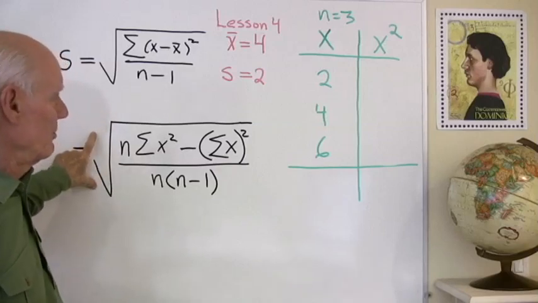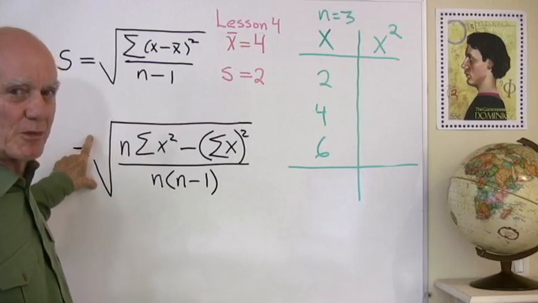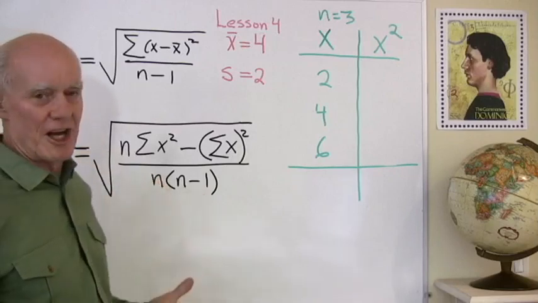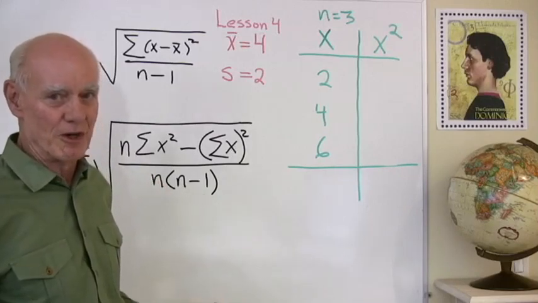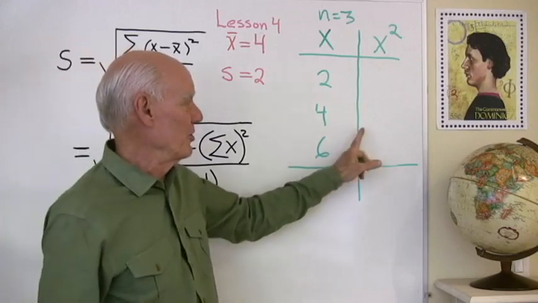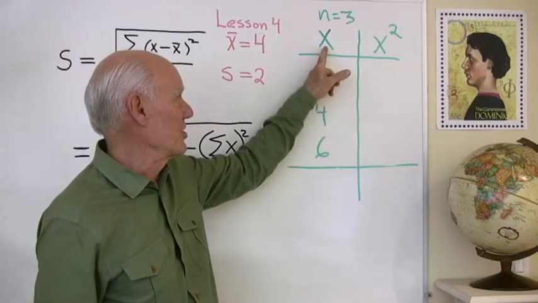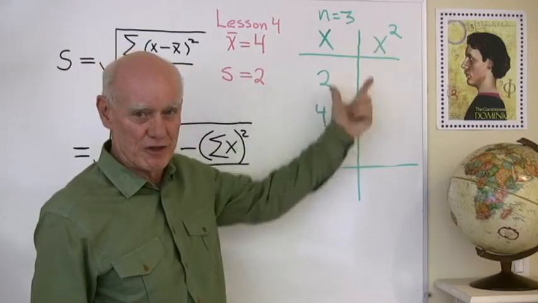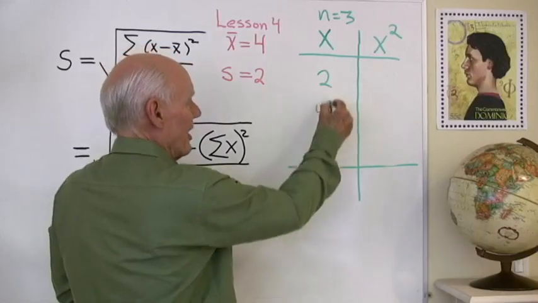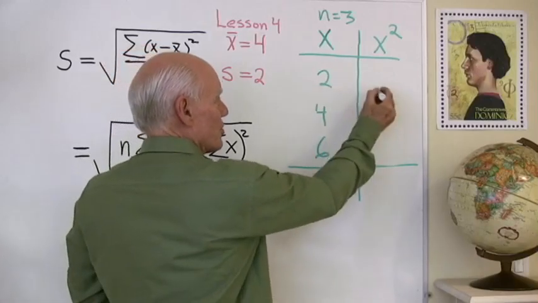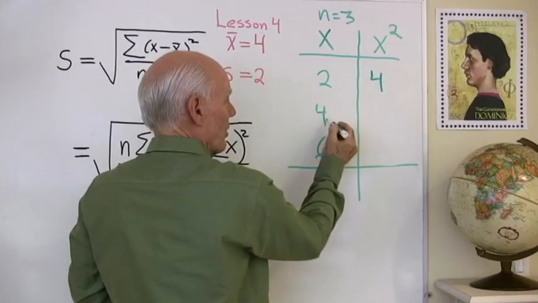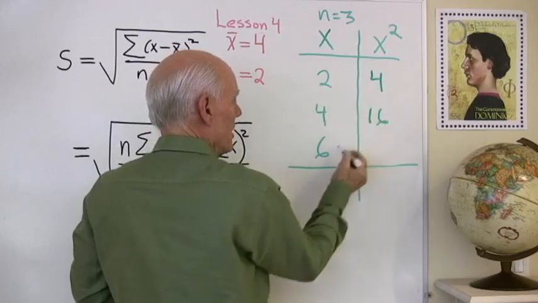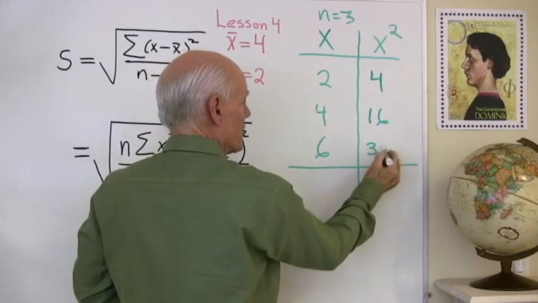So when I use this formula for the standard deviation, remember we said that this formula does not involve finding the mean first, so we don't have to do that. And our table simplifies quite a bit. It's just x and x squared for the two columns. So here's my values of x. The first thing I'm going to do is square each one. So 4 squared is 16, and 6 squared is 36.